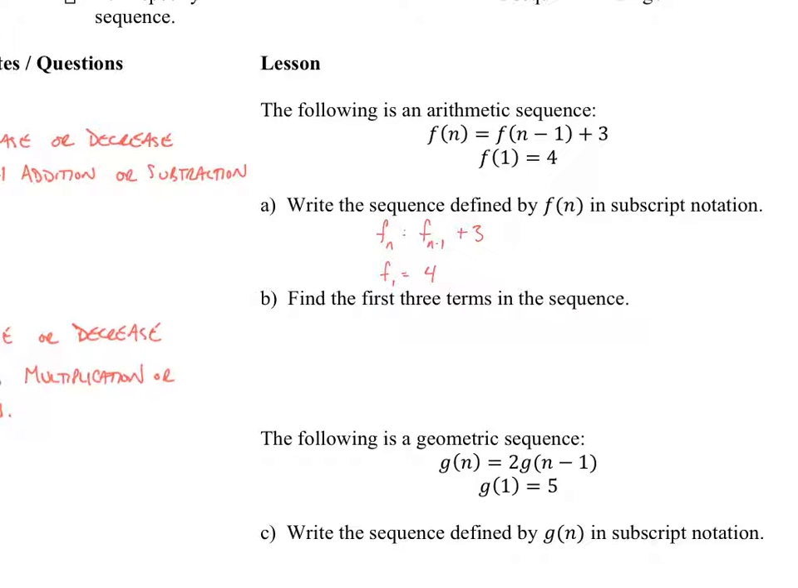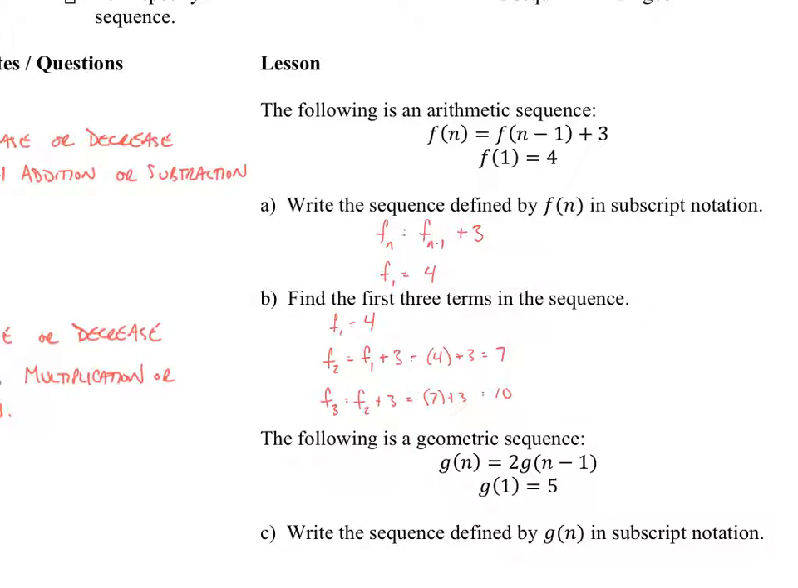So in order to do that, I'll need the first term. Well, I know that f of 1 is 4. But to find f of 2, I'll need f of 1. And I have f of 1. That's 4. So f of 2, or f sub 2, is 7. So that's the second term. And then the third term is just going to be the second term plus 3, which is 7 plus 3, which is 10. All right, so that's just an arithmetic sequence.